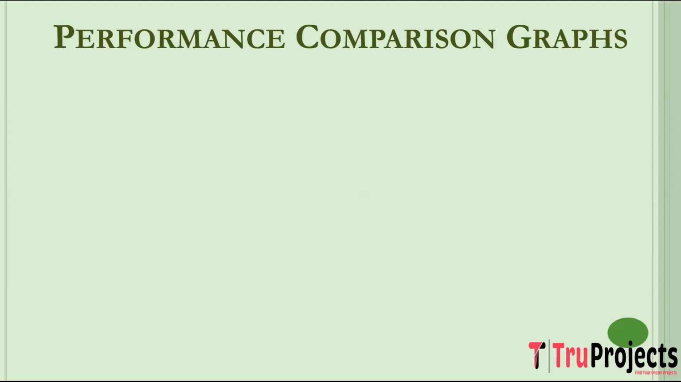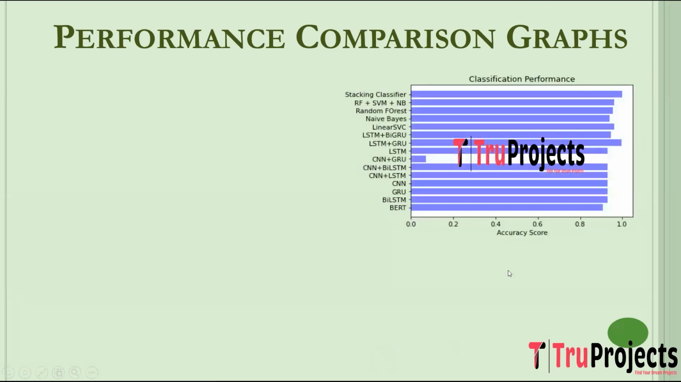So here we have comparison graphs for all those performance metrics. This is the accuracy comparison graph. Here on the x-axis we have the accuracy score for each algorithm and on the y-axis we have the algorithm names. Similarly, we will have the other three graphs also. Accuracy is the measure of the overall correctness of the model. It calculates the ratio of correctly predicted instances to the total number of instances.